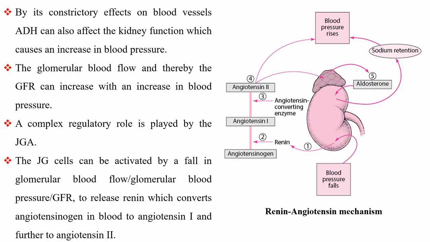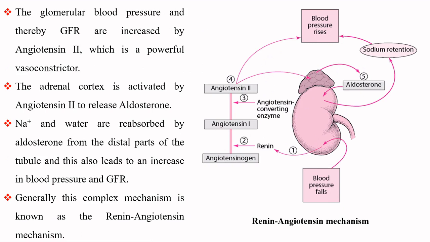The JG cells can be activated by a fall in glomerular blood flow, glomerular blood pressure or GFR to release renin, which converts angiotensinogen in blood to angiotensin 1 and further to angiotensin 2. The glomerular blood pressure and thereby GFR are increased by angiotensin 2, which is a powerful vasoconstrictor.